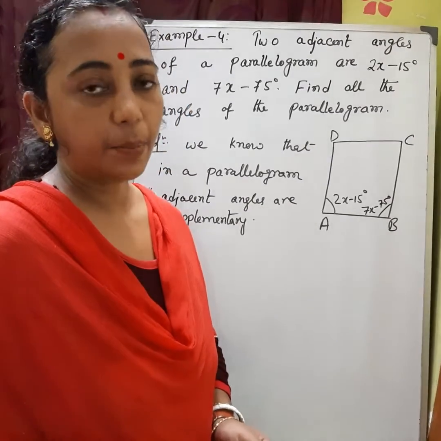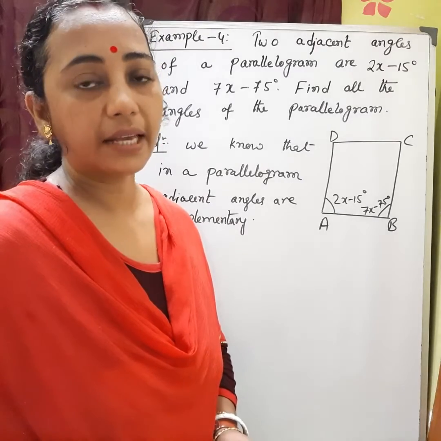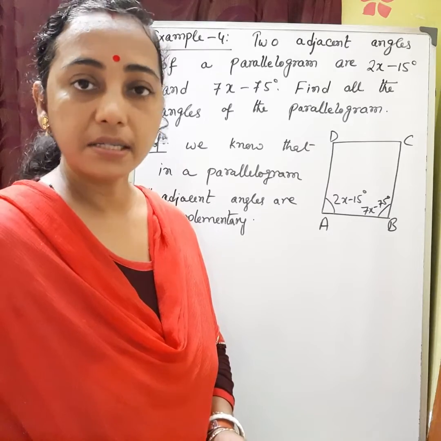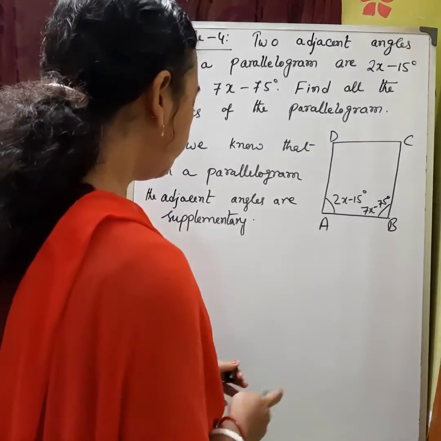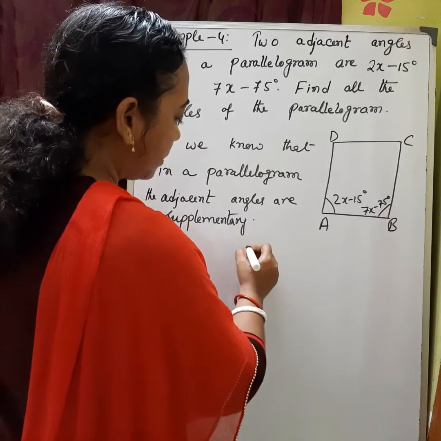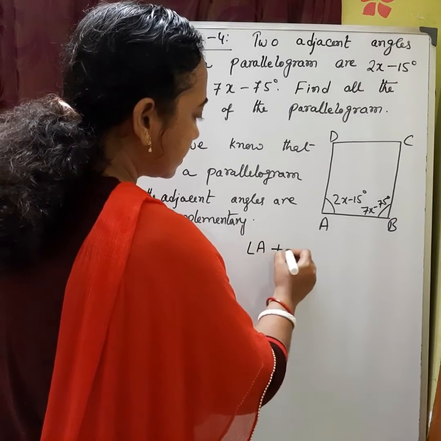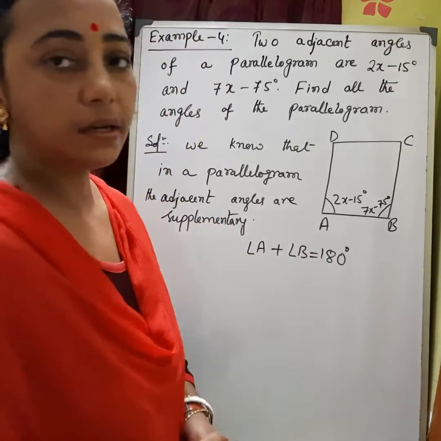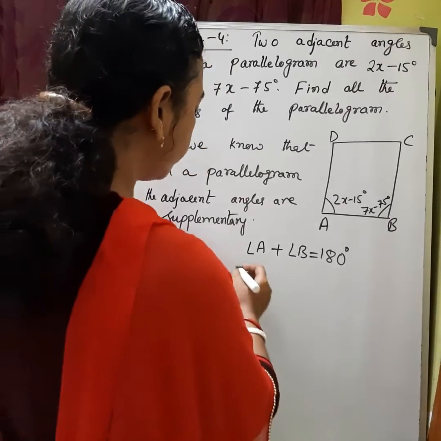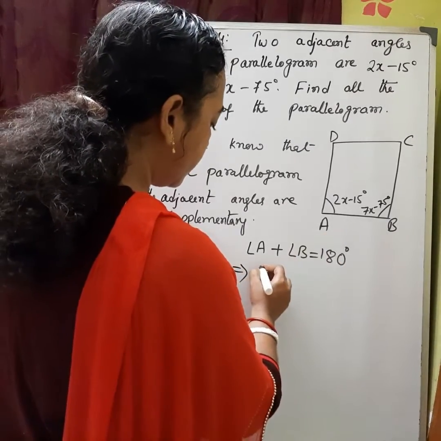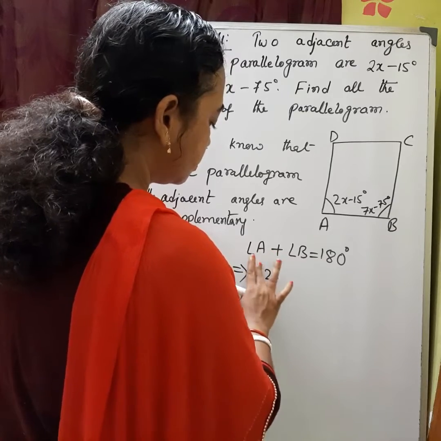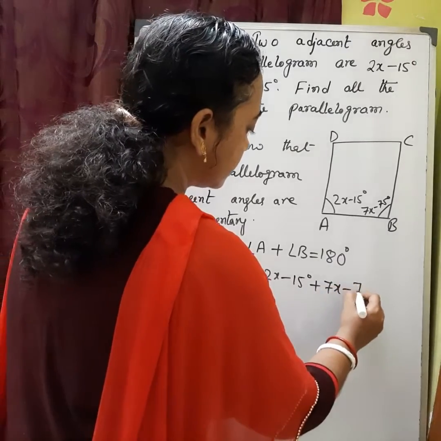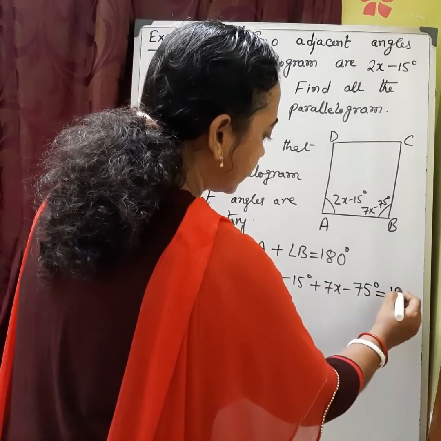Since we know that in a parallelogram the sum of the adjacent angles is 180 degree, or in other words we can say that the adjacent angles are supplementary. So from figure we can write, if ABCD is a parallelogram, then angle A plus angle B is equal to 180 degree. Let us put the value of angle A, so that is 2x minus 15 degree plus 7x minus 75 degree is equal to 180 degree.